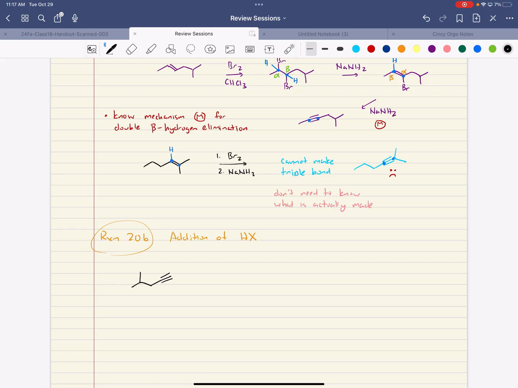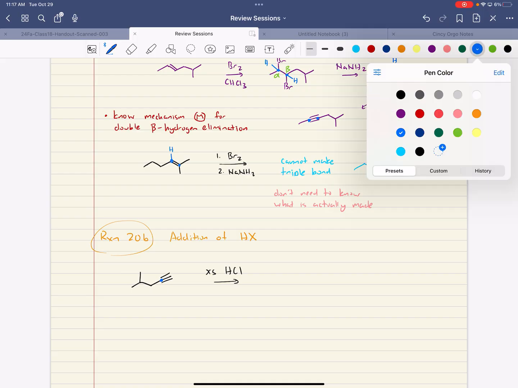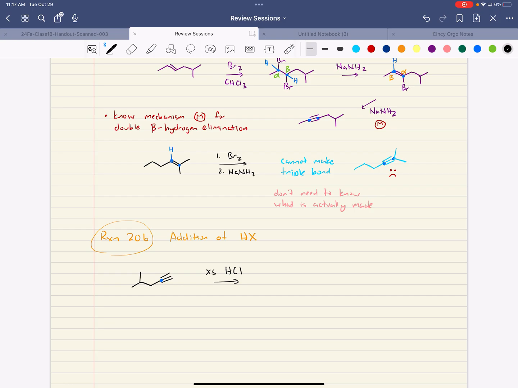you're always going to do this twice. For instance, excess HCl. Markovnikov says you're going to put the chlorine on the more substituted carbon, and because it's excess, we're going to do it as many times as there are pi bonds. We have 2 pi bonds, and so we're going to do this 2 times. The first time we get a chlorine and a hydrogen. The hydrogen is on this carbon. So the first time, you'll still have a double bond here.